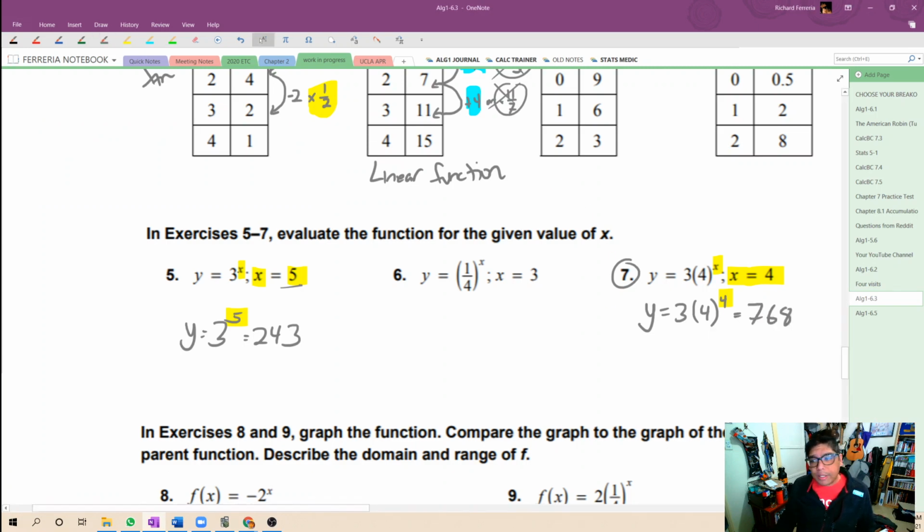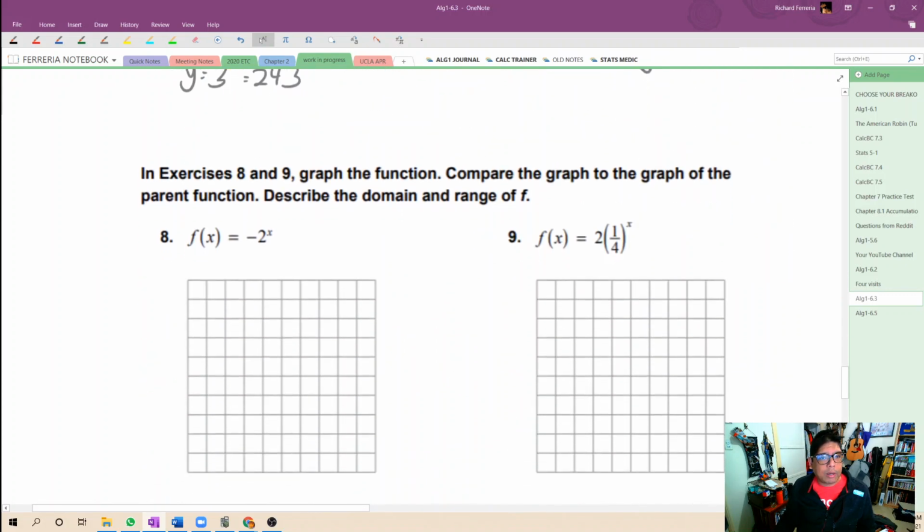Number 8 and 9 say to graph the function and then compare the graph to the graph of the parent function and describe the domain and range. Okay. For question 8, I see a negative 2 to the x power. So be careful here because the negative sign is not part of the exponential part. So this is negative 1 times 2 to the x. We talked about that in past videos as well.